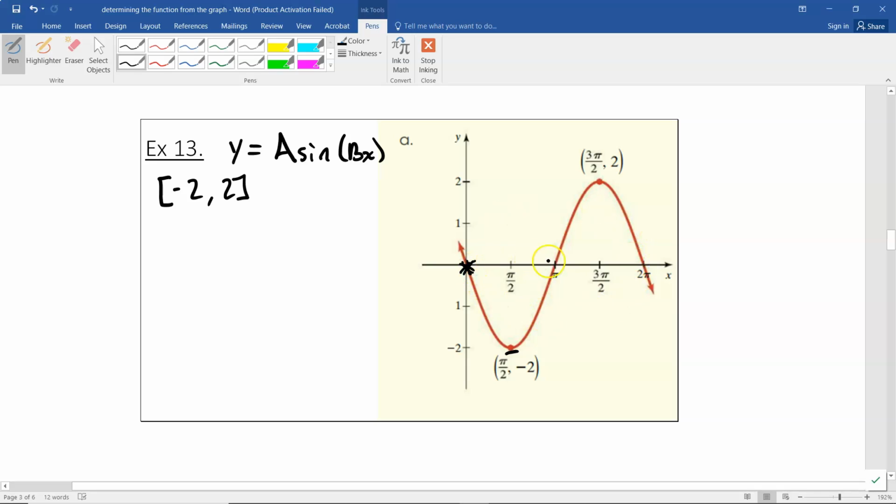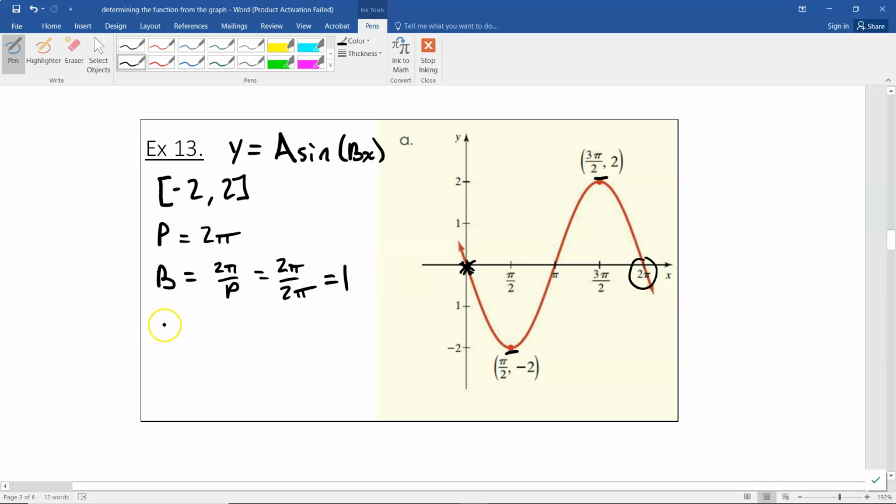And then we can start talking about how high it goes, where it starts and where it stops. So it starts at 0, it stops at 2 pi. That means the period of this is going to be 2 pi. Again, we can find b by taking 2 pi and dividing that by the period. And in this case, again, we see that 2 pi divided by 2 pi is equal to 1. So our b is just 1.